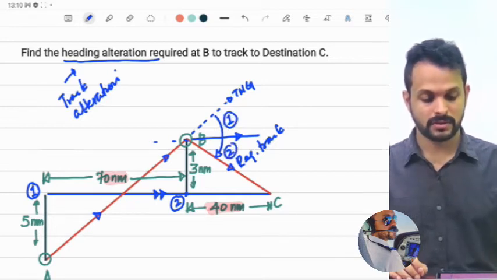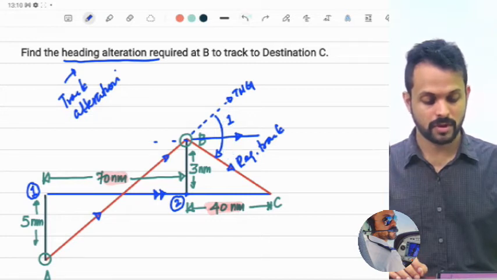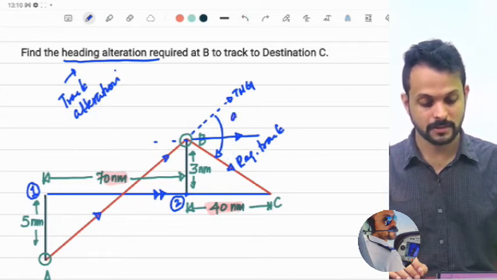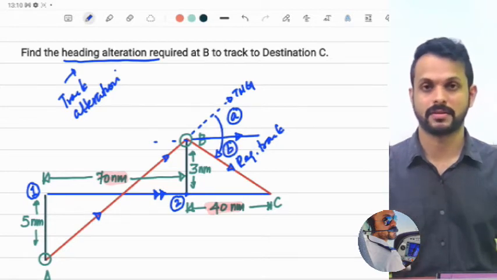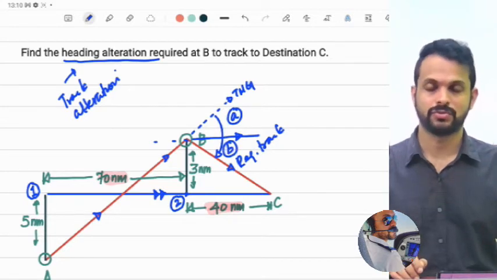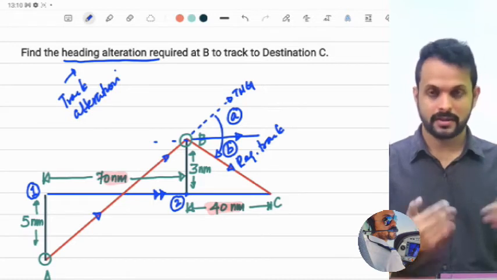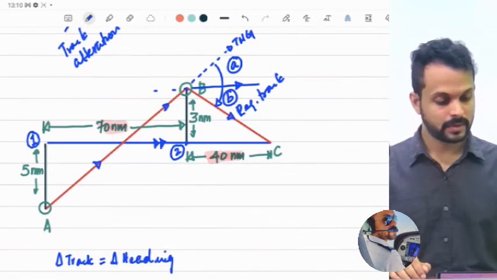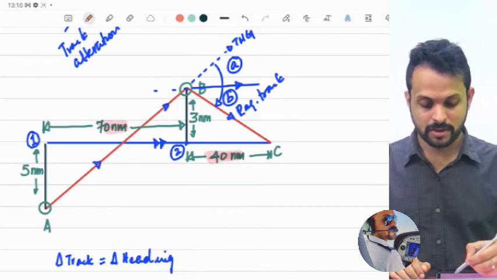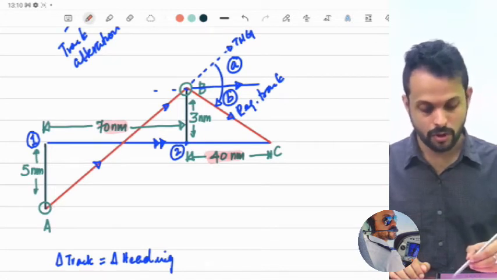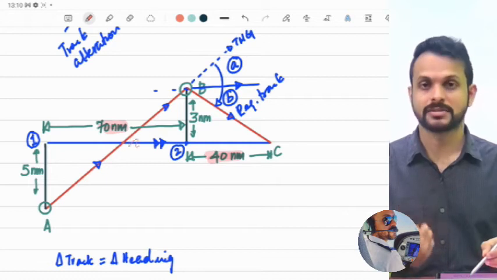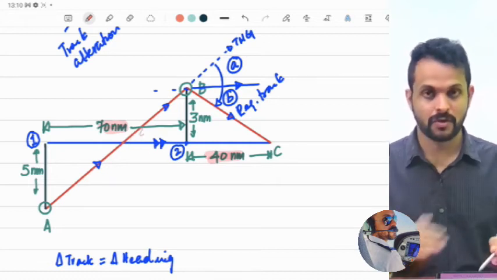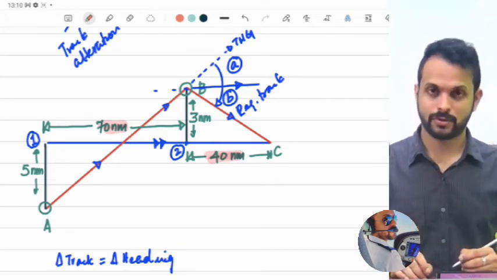All right, so let's remove the confusion here. We have 1 and 2 already: angle A and angle B. If we can find out angle A and B and add them up, that's the answer. That's the track change, which means that's also the heading change. Let's come back to the initial point here. We are tracking from A up to this point where we re-intersect the planned track, and then we again drift off in exactly the opposite direction, right?